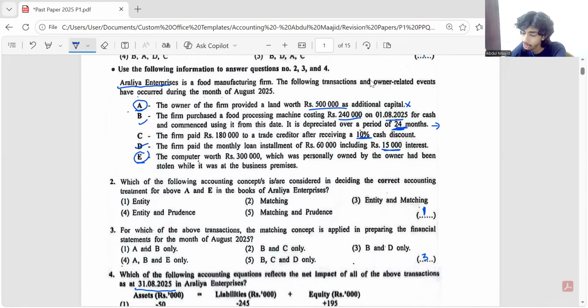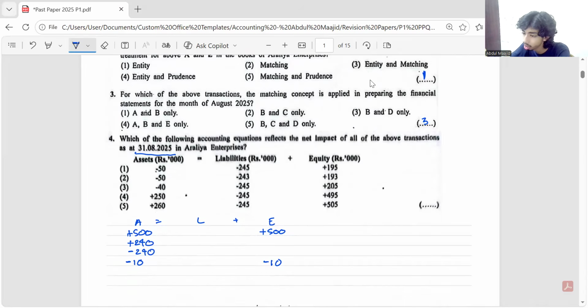Then the firm paid 180 to a trade creditor after receiving 10% cash discount. So remember, the settled amount will have the cash amount paid and the discount amount. Now here they are saying the cash paid to creditor is 180 and they are giving a discount of 10%. Now discount of 10% is given on the settled amount, right? Therefore settled amount will be 100%. Then the cash amount will be 90%. So if cash amount is 90%, how much is discount amount? 180 divided by 90 into 10, that will be 20,000. Then the settled amount will be 200.